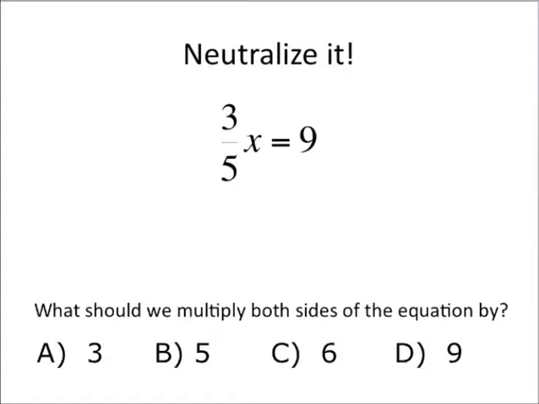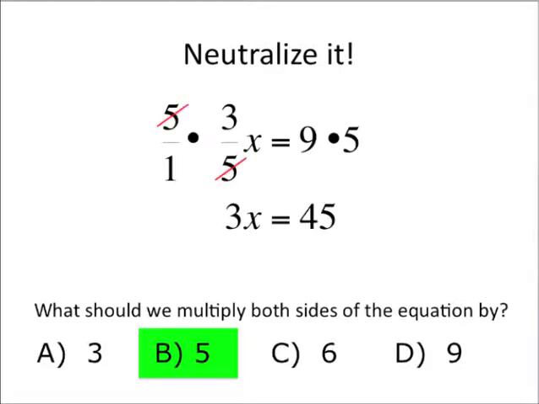Recall that we keep an equation in balance as long as we do the same thing to both sides. The fraction in this equation is 3/5. What do you think I should multiply by to neutralize the fraction? Since the denominator is 5, we'll multiply both sides by 5. That lets us write a much simpler equation. 3x equals 45. Then we'll just divide both sides by 3, and we can see that the solution is 15. 3/5 of 15 is 9.